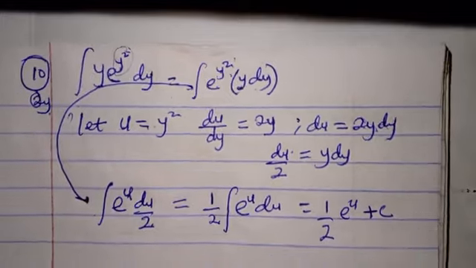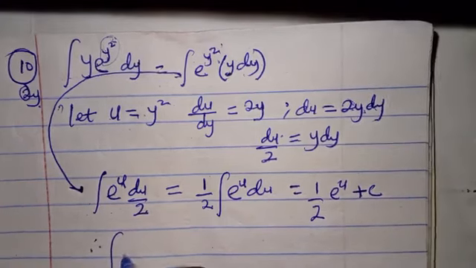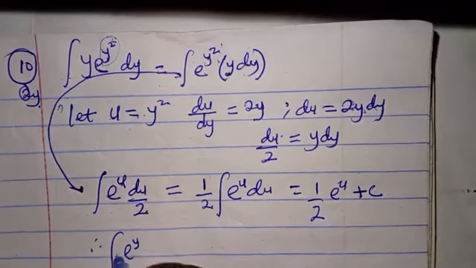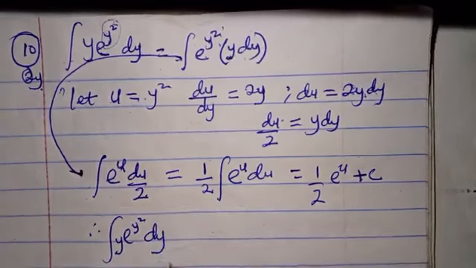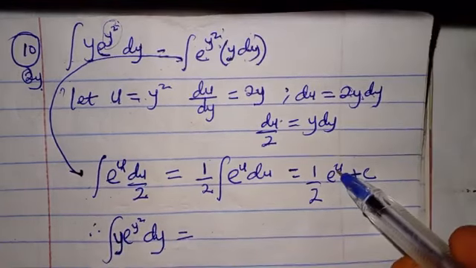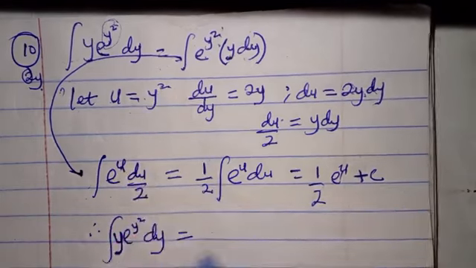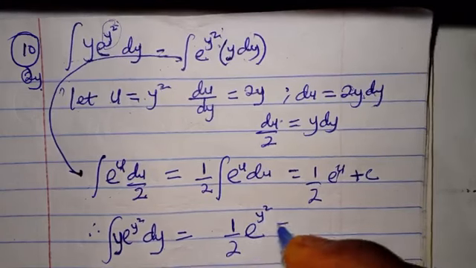So remember that u is y squared. Therefore, the integral of y e to the power of y squared dy, right, is equal to this. U is y squared. So we have 1/2 into e to the power of y squared plus c.